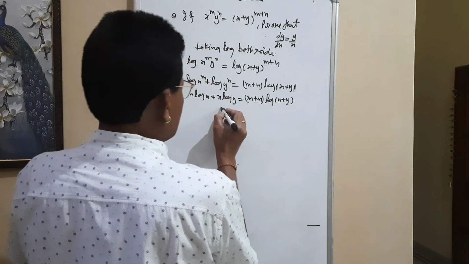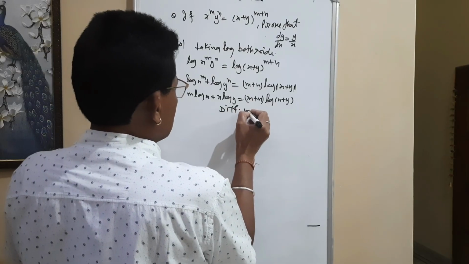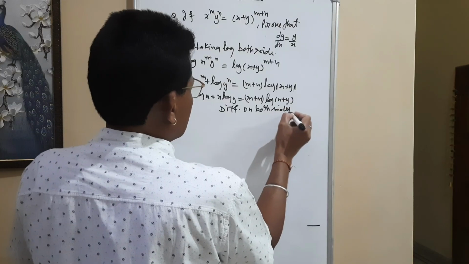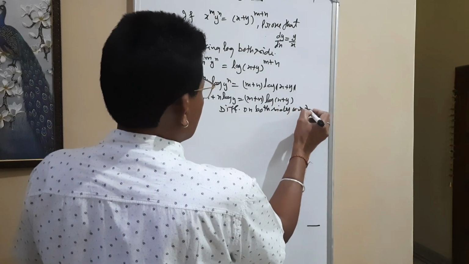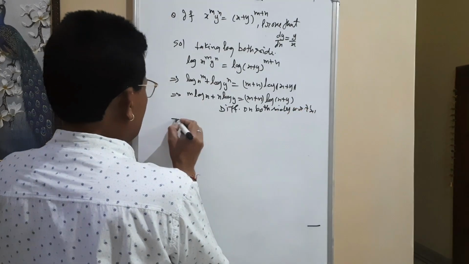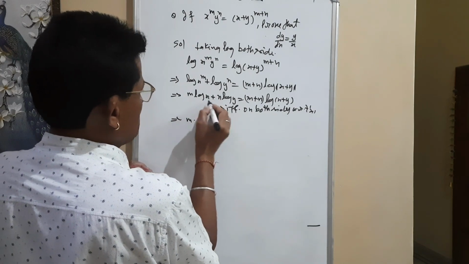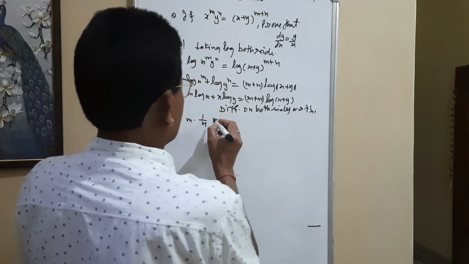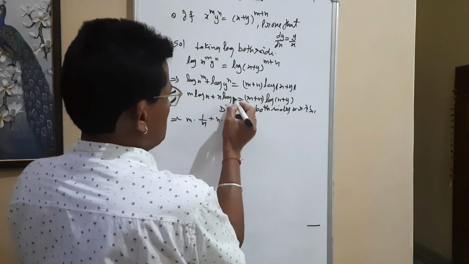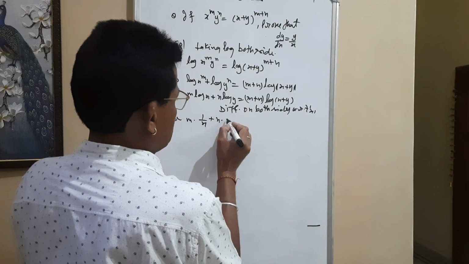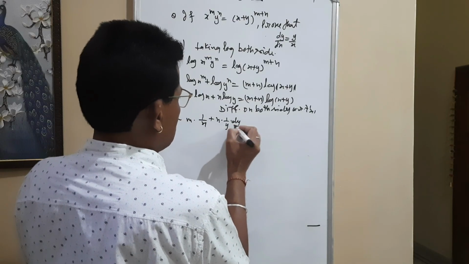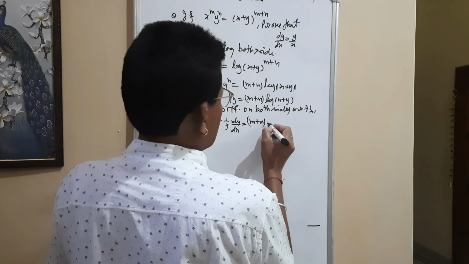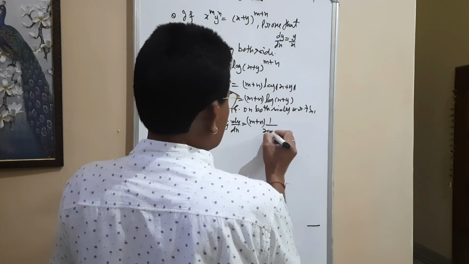My dear student, differentiating on both sides with respect to x. You will have to see, m times the differentiation of log x, that will be 1 upon x. Carefully you must differentiate it. Plus n times the differentiation of log y with respect to x, see carefully, 1 upon y into dy upon dx. It will be equal to m plus n, differentiating 1 upon x plus y.